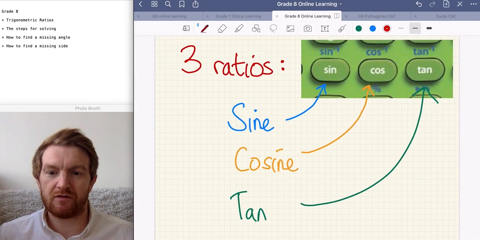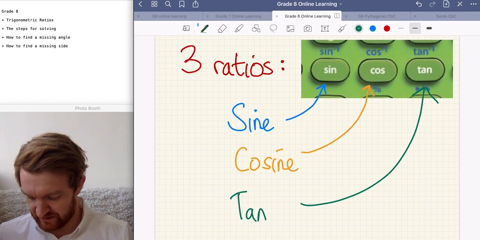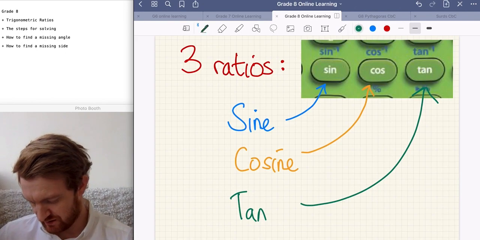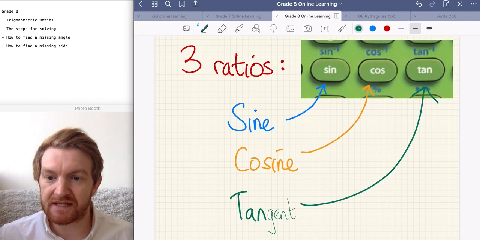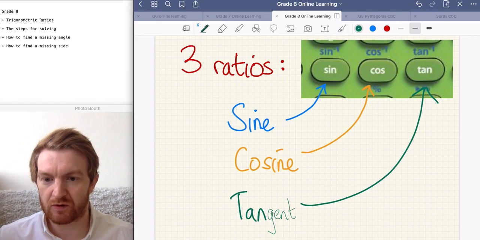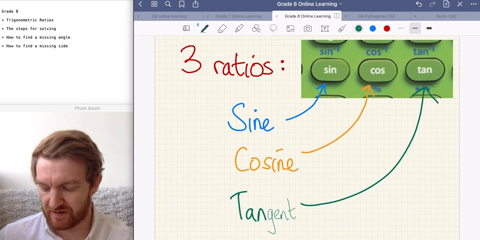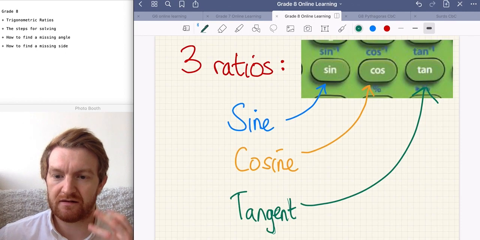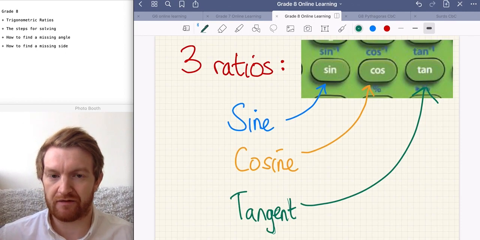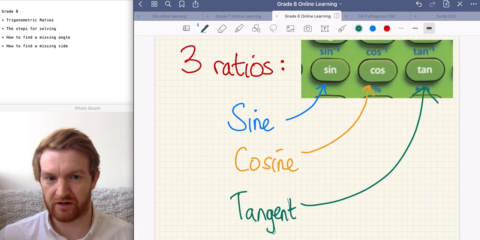So you've probably seen these three buttons on your calculator before, and I haven't got the full name there: sine, cosine, and tangent. These are the three basic trigonometric ratios, and these are the ones which we're going to use in grade 8. And all of these refer to the relationships or the ratios between the sides and the angles in a right angle triangle we're going to look at first of all. Though they do look at other shapes, we're going to focus today on right angle triangles.